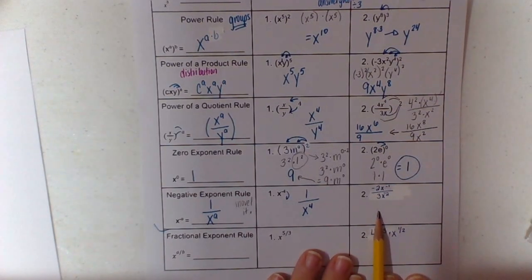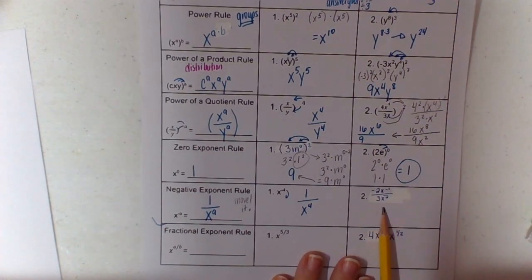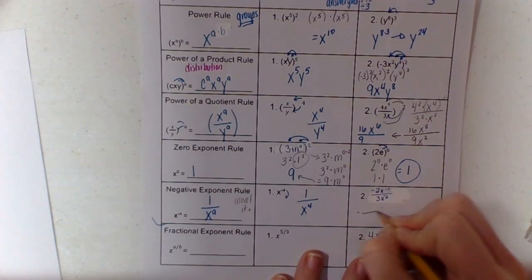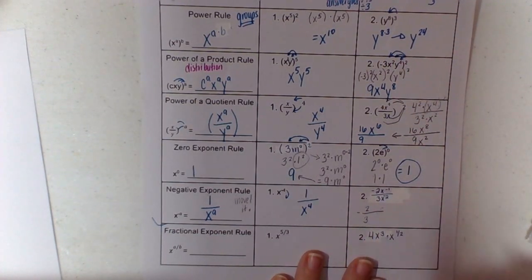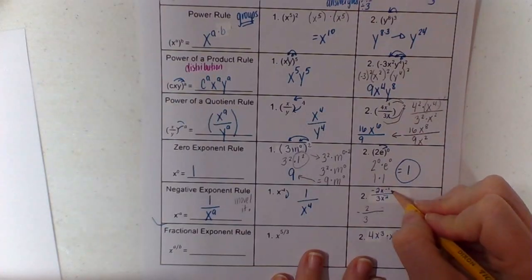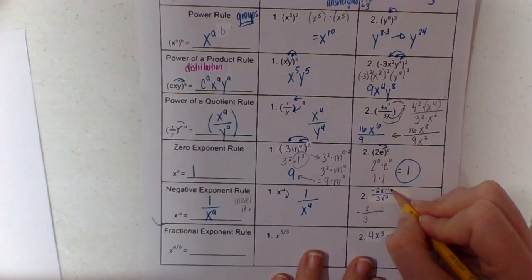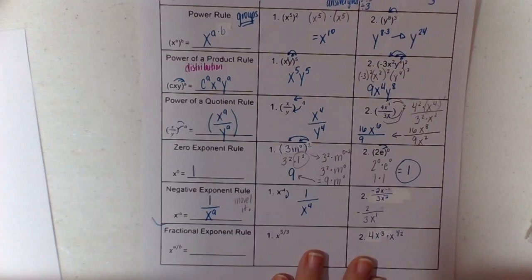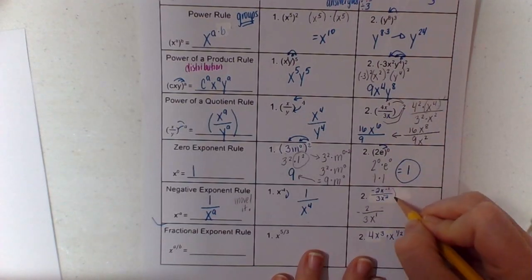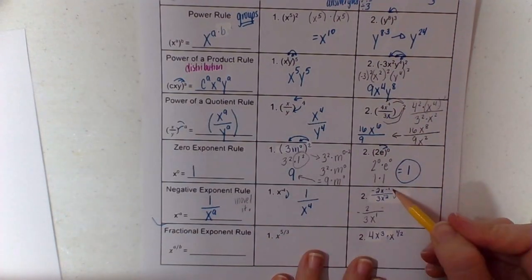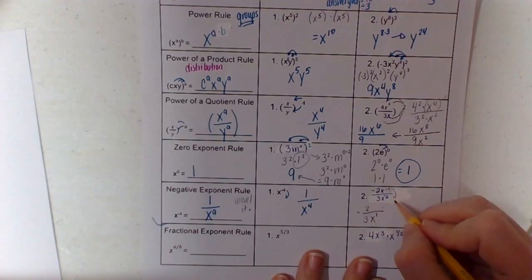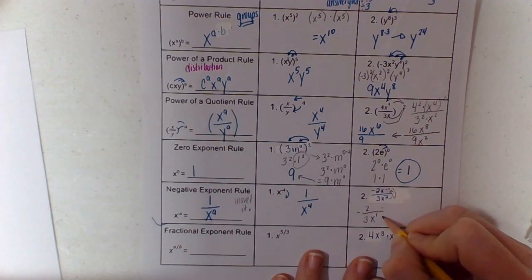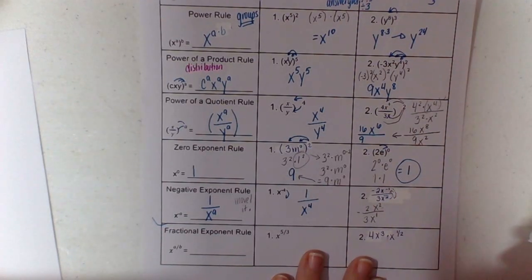Number 2, we're going to try to get rid of the negative exponents before we do anything. So I'm going to keep the 2 and the 3 because I can't do anything about those. If I want to get rid of this x to the negative 1, I move it to the bottom of the fraction because I have to move it to get rid of the negative. If I want to get rid of this x to the negative 2, I move it to the other side of the fraction.